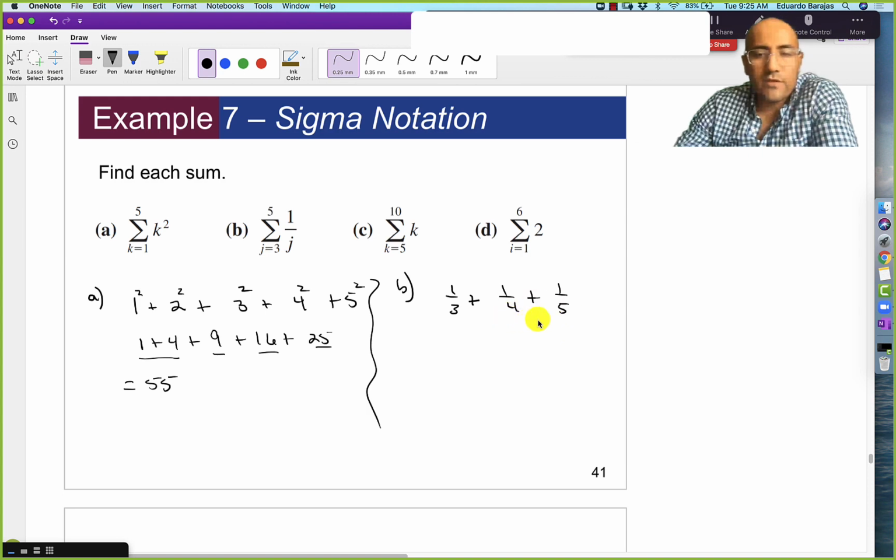Okay, common denominators here. Let's see, it looks like it's just going to be a multiplication of all of them. 60. Good. So 3 times 2 times 5. Yep, 60. Okay. So multiply this by 12 over 12, multiply this guy by 15 over 15, multiply this guy by 20 over 20. So we'll get 20 over 60 plus 15 over 60 plus 12 over 60. Good. That's 47 over 60.